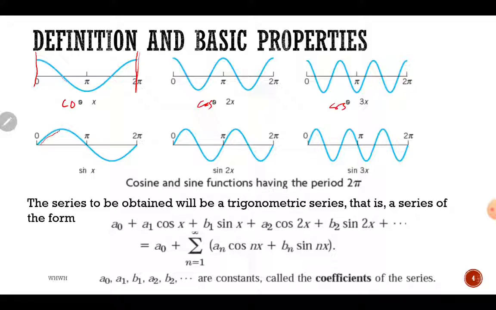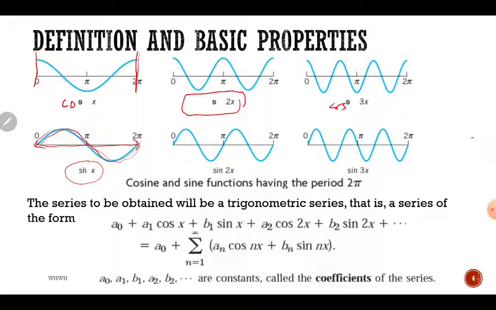This one is one cycle of the sine function, sine x. If you have a look here, its period is also 2 pi. Whereas this graph is cos 2x. If you look here, this graph is cos 2x.